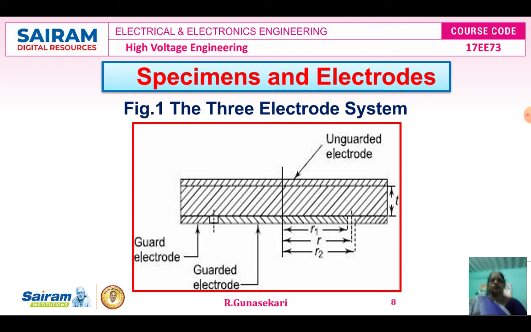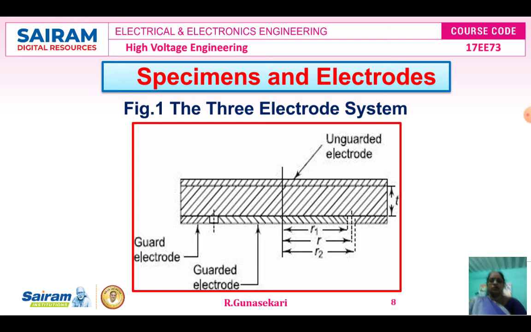Now you see the circuit diagram. This circuit diagram represents the 3 electrode system. This circuit consists of 3 electrodes: unguarded electrode, guarded electrode, and guard electrode. What is meant by the unguarded electrode? The electrode which completely covers the surface of the specimen is called the unguarded electrode and is connected to the high voltage terminal.